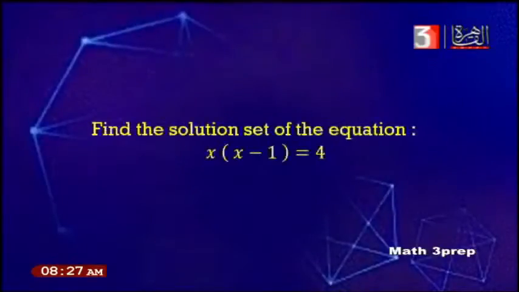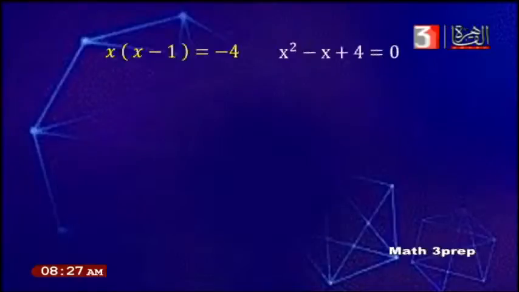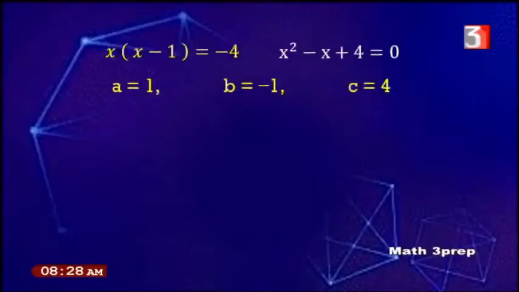Let us have another example. Find the solution set of the equation x brackets x minus 1 equals 4. Then, by the same way, you are going to find it as x squared minus x plus 4 equals 0. Then we can say, what about a? It is 1. What about b? Negative 1. What about c? It is 4.